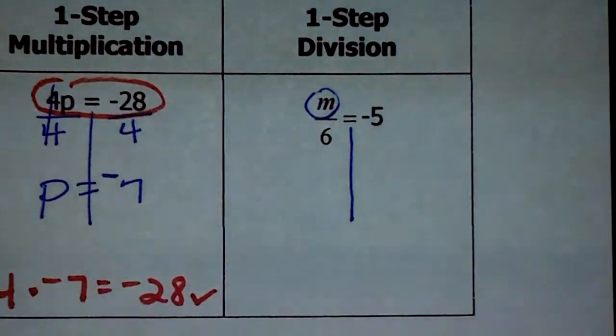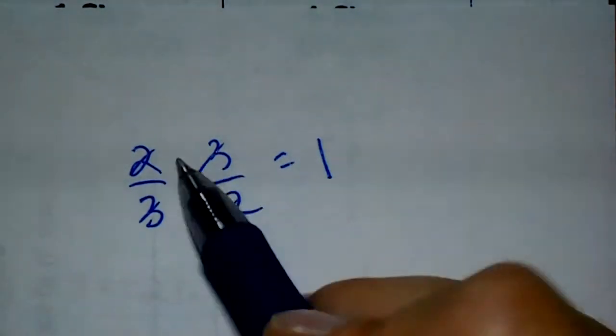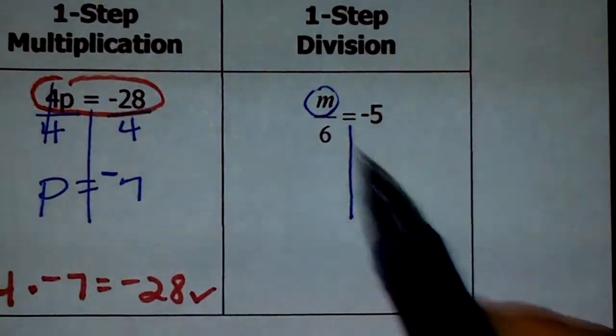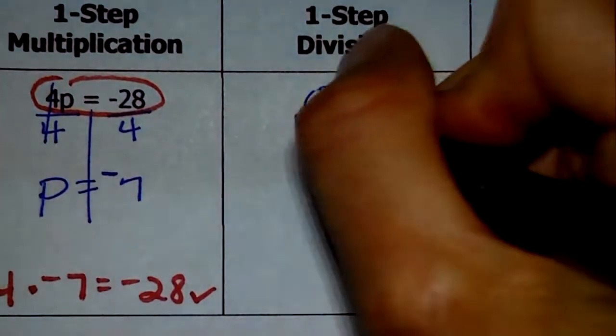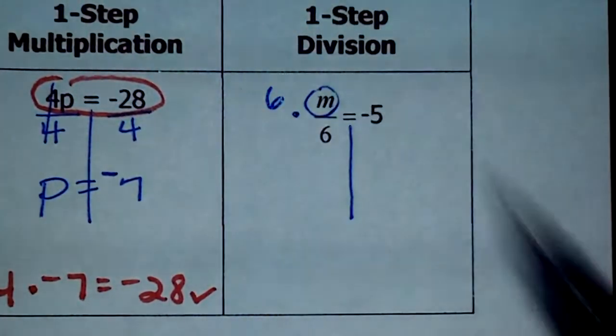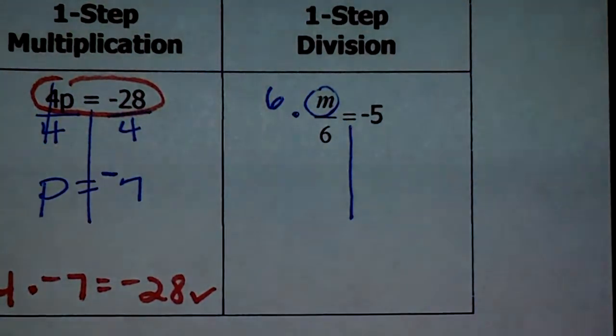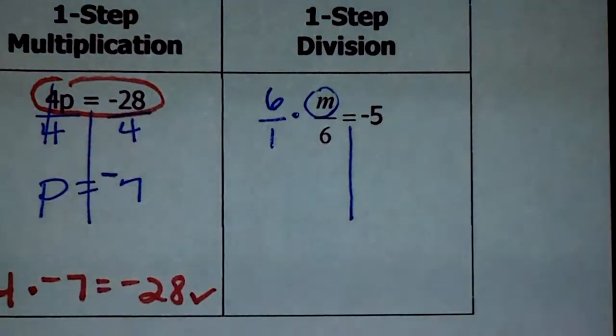Well, you learned that when you multiply reciprocals, you get 1. For example, if I took 2/3 and I multiplied it by 3/2, when you multiply reciprocals, you end up getting 1, right? Or 2 times 3 is 6, and 3 times 2 is 6, and 6/6 is 1. So if I want this 6 to go away, that's in the denominator spot, all I really need to do is multiply by a fraction where 6 is in the numerator spot. It really looks like this. So to undo the division, I'm going to use multiplication. Just like to undo multiplication, I use division.